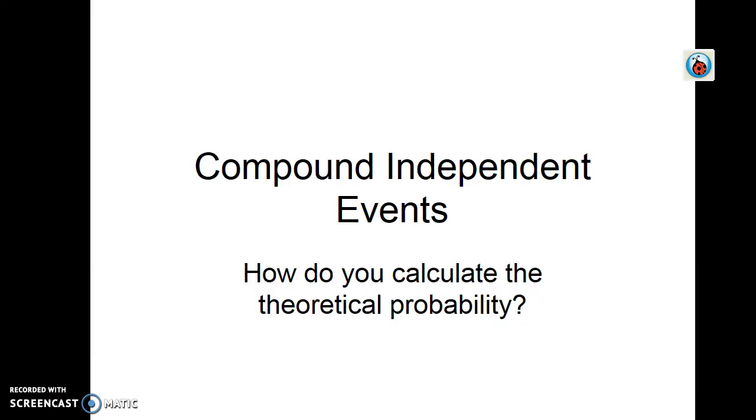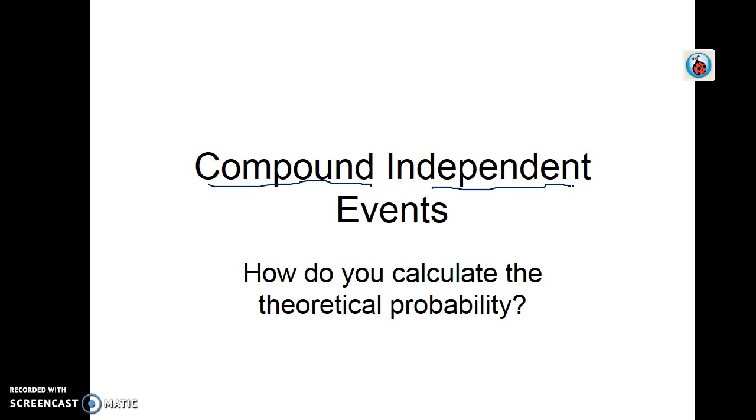Welcome to this screencast on calculating probability. We're looking at compound independent events today. So a compound event means that there are two or more events that are being combined to create an outcome. And the fact that they're independent means that the two events do not affect one another. For example, if you are going to roll two dice, then the one does not affect the other.